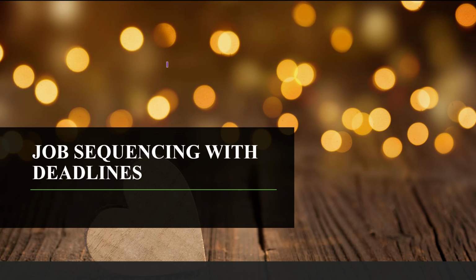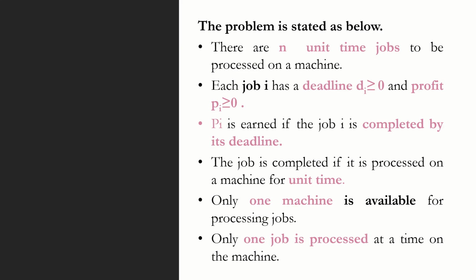This video is concentrating on the topic job sequencing with deadline. This is a problem that can be solved by using the greedy approach. So first of all, we can see what is the meaning of the problem. We have given n jobs. Job means let us consider them as tasks.